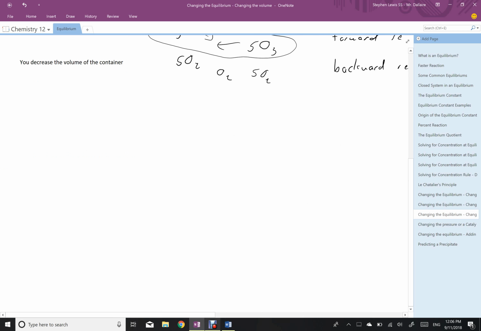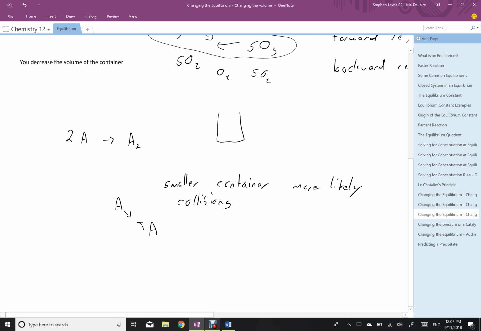We can do the same thing for decreasing the size of the container. Let's take a different reaction this time. Let's take 2A reacting to form the compound A2. And let's take our container and let's squeeze it in so it's very small now. What that means then is that collisions between the two A particles will become more likely. That means that this reaction rate, the forward reaction rate, will increase.